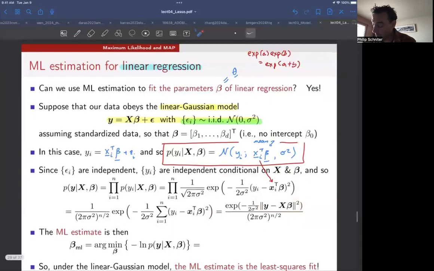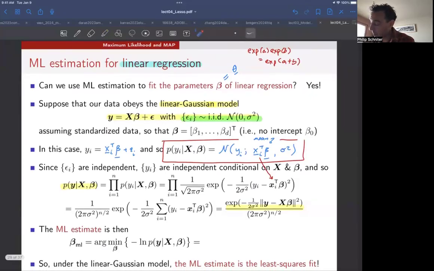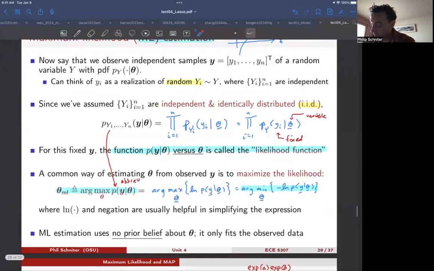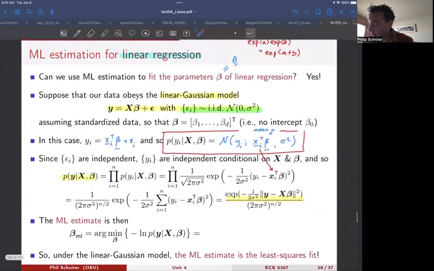Okay, so this is our likelihood over here. I'm going to highlight it. So this is our likelihood. And the maximum likelihood estimate is the values of beta that maximize this. Or we said we can also equivalently, we don't want to look at the maximizer, we could look at the minimizer of the negative log likelihood. So let's apply that idea.